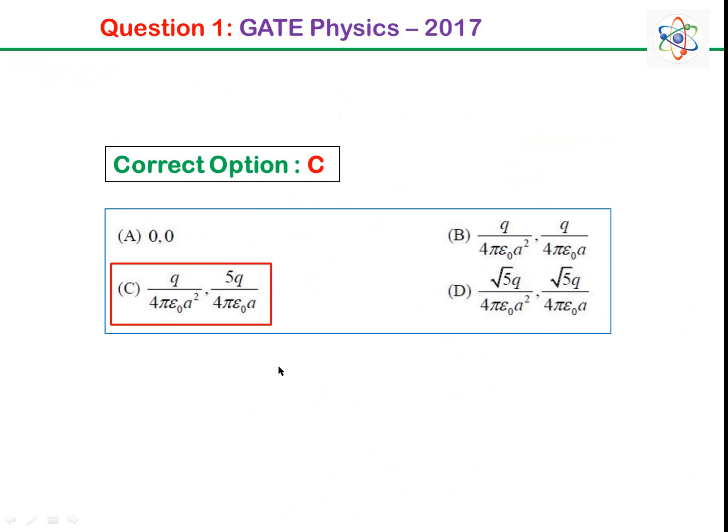So if we see from the options, the correct option is option C. So this is the electric field and this is the electrostatic potential.